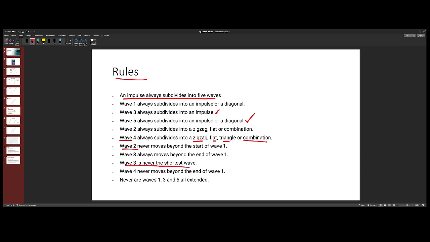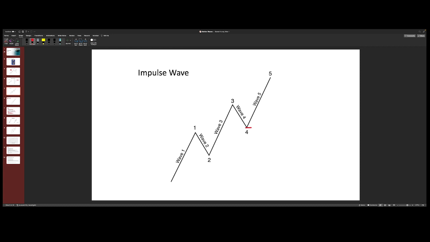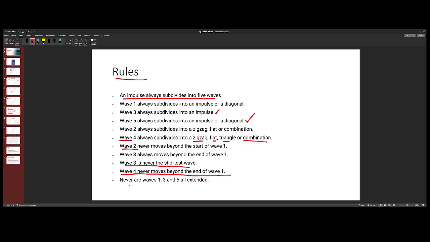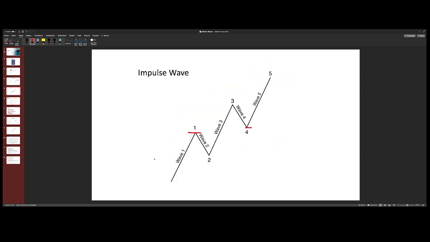Wave 3 is never the shortest. Wave 4 never moves beyond the end of wave 1. Wave 4 never goes and touches this price action. And waves 1, 3, and 5 are never all extended. You can't have this pattern for all 3 impulsive waves. That's just not possible.